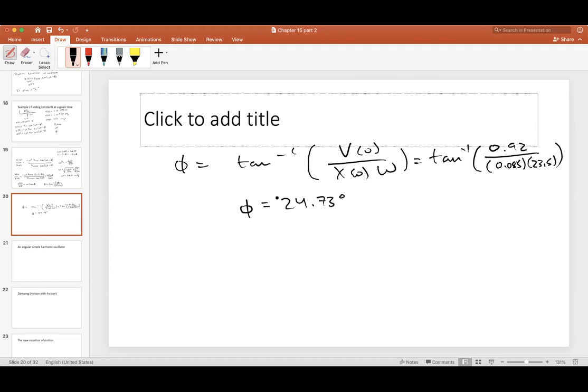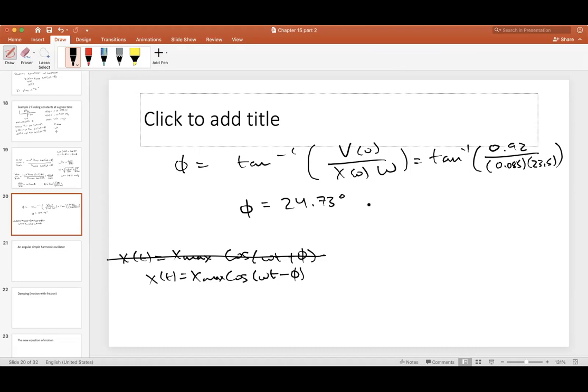So remember when I said that your book gives you x of t as x max of cos of omega t minus or plus phi. This is what your book gives you. And I said it should be minus phi. This is what the math gives us, right? So this is actually wrong. And doing this with a negative sign, I get a positive angle here.